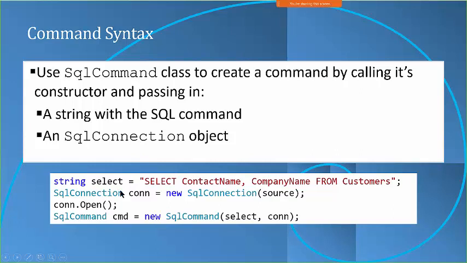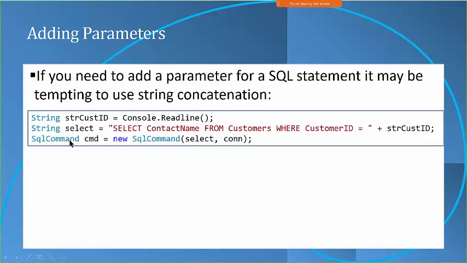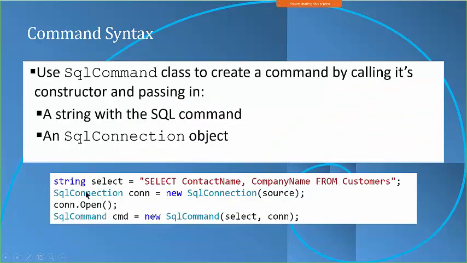So our command is a standard SQL command that looks something like this. Select company name, contact name from customers. The command is just a string. We make a connection. We open the connection, and then we make this command that has the select statement or the query in SQL, and then the connection we want. There are several different formats for these commands. The one we're going to be primarily using is this text approach, where we write our command, we make a command object, and we're going to talk about this parameters add with value later. So let's go back to where we were.